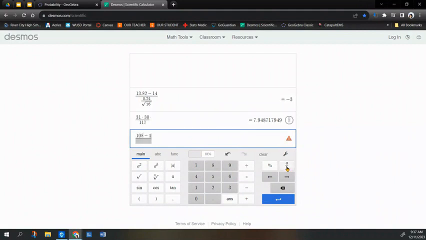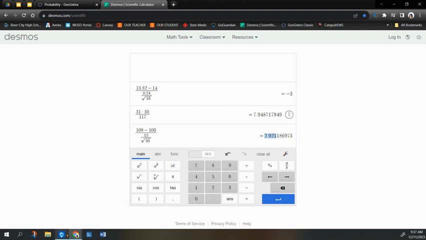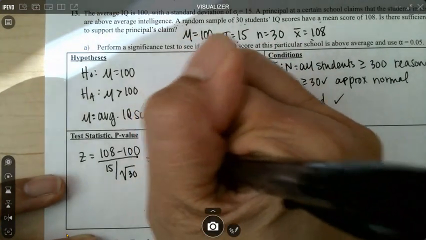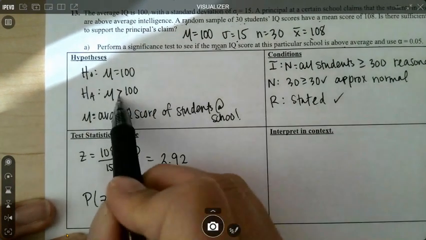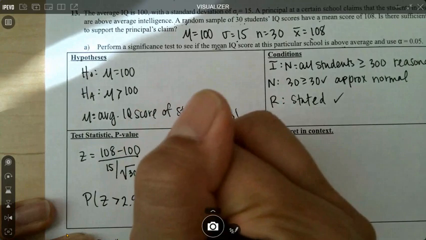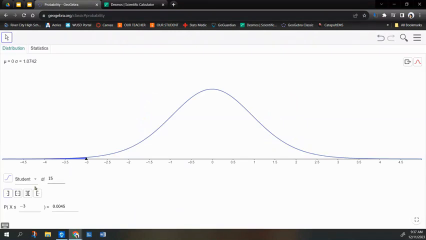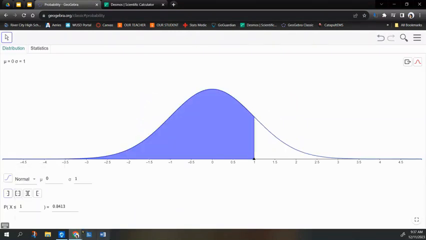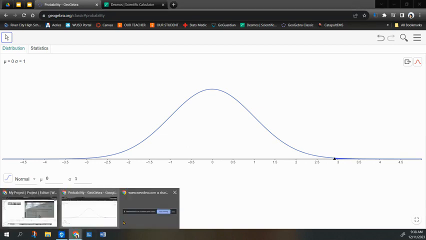So 108 minus 100 over 15 over the square root of 30. That gives me a test statistic of 2.92. So now we want to find, since we're looking for greater than 2.92, since we're using z, that means we're going to use our normal distribution. And we're going to choose greater than, and it's going to be 2.92. So that gives me a p-value of 0.0018.